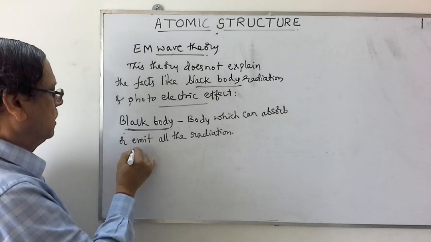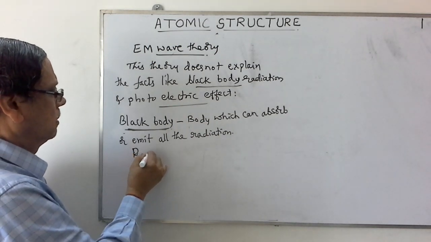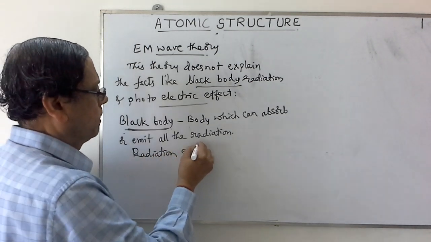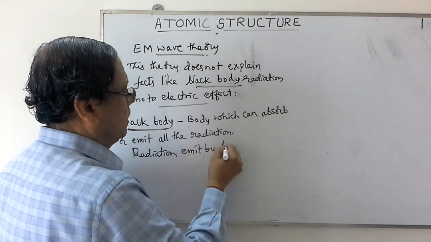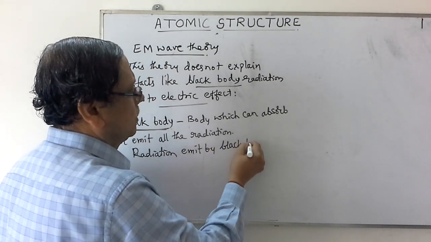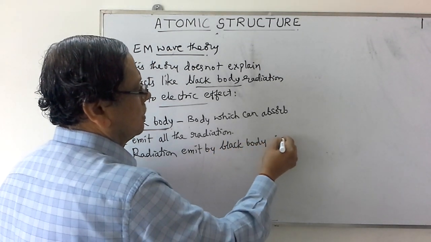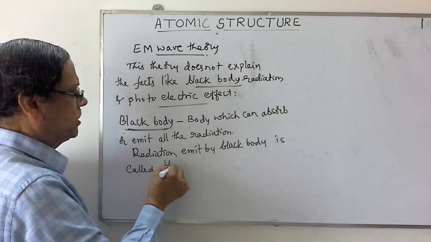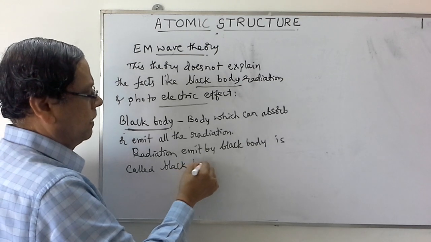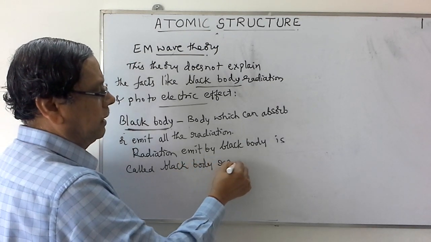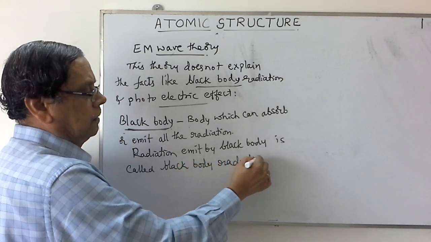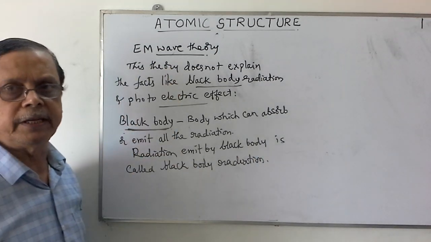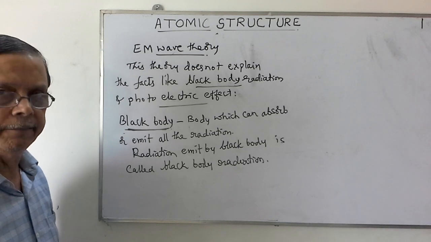So radiation emitted by a black body is called black body radiation. This phenomenon of black body radiation cannot be explained by the electromagnetic wave theory.